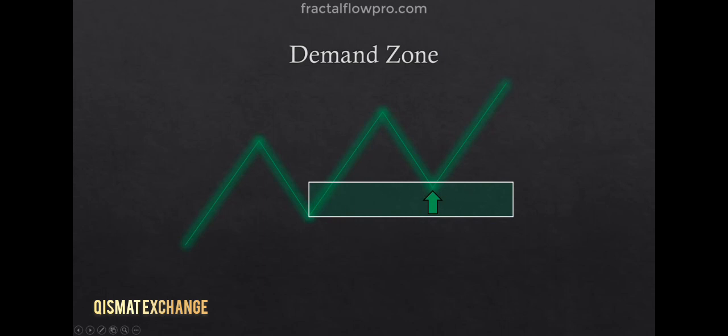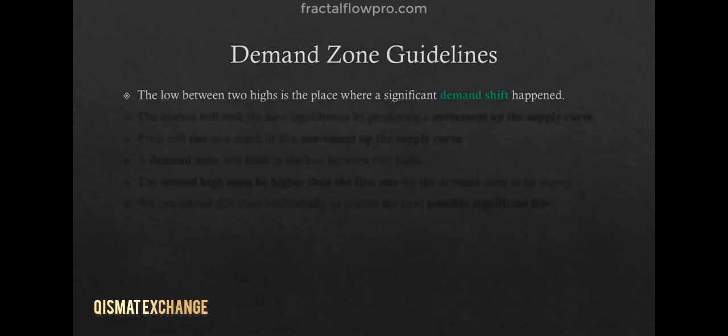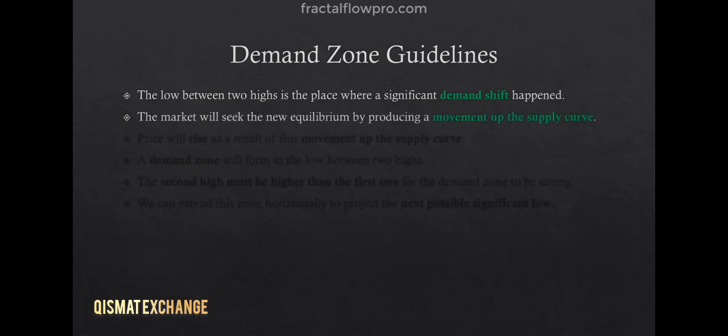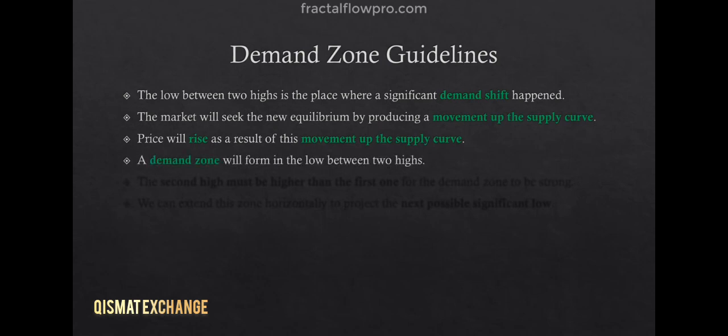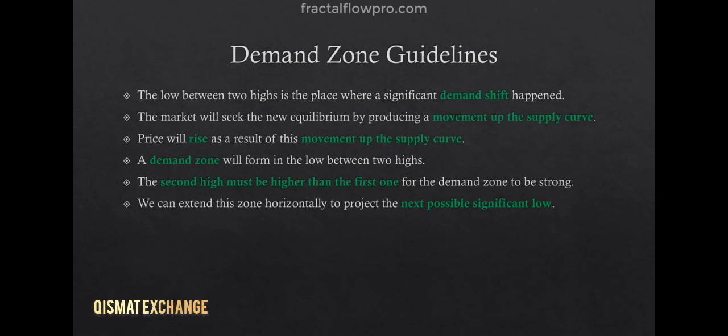Let's summarize a few guidelines about the demand zone. The low between two highs is where a significant demand shift happened. The market will seek a new equilibrium by producing a movement up the supply curve. Price will rise as a result of this movement up the supply curve. The demand zone will form in the low between two highs. The second high must be higher than the first one for the demand zone to be strong. We can extend this zone horizontally to project the next possible significant low.